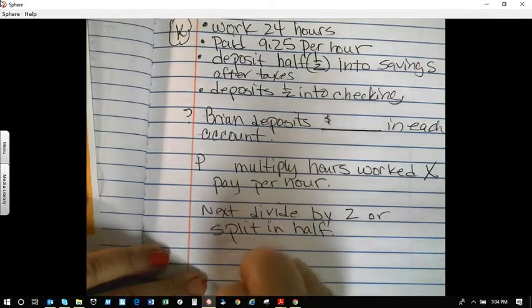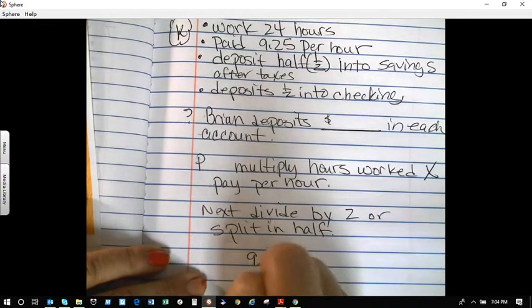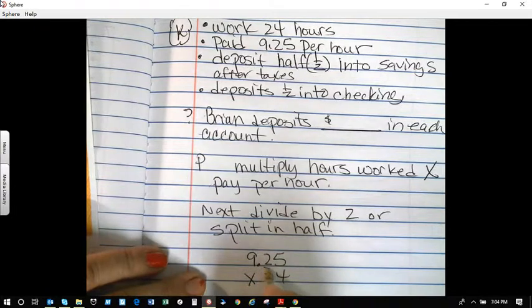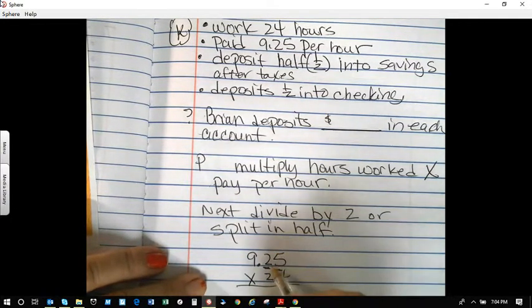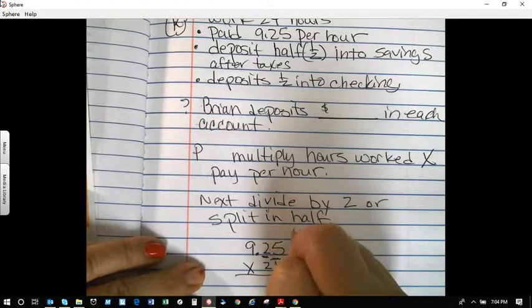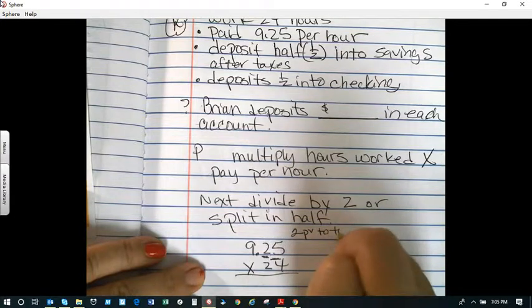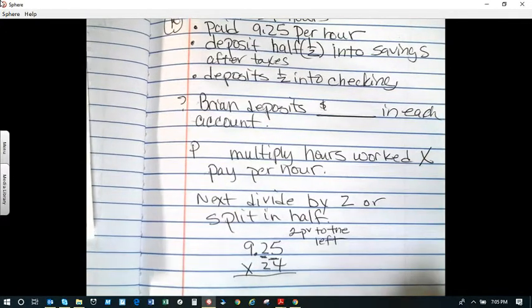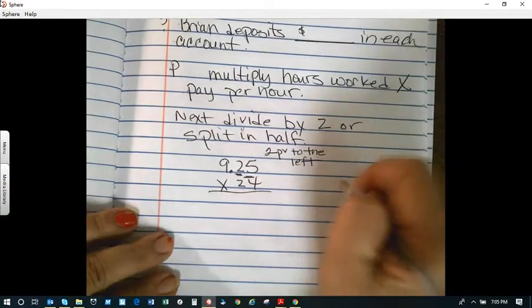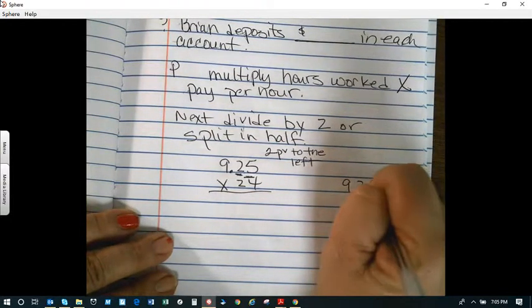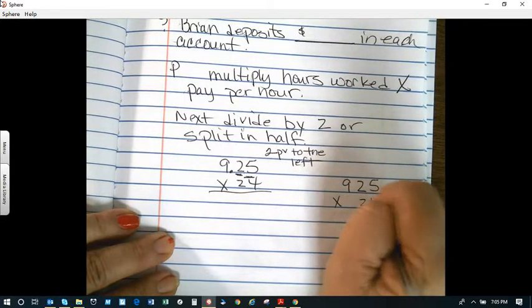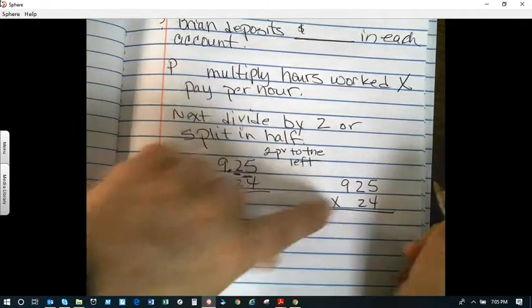So I have $9.25 times 24. Remember, when we're multiplying decimals, I need to count the number of place values that I have. So I'm going to make a note that I need to move 2 place values to the left. Now I'm going to multiply it out as if those decimals don't exist. So I have 925 times 24. I can cover up my 2.